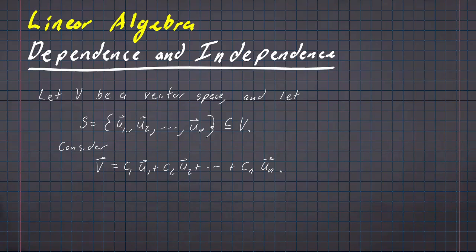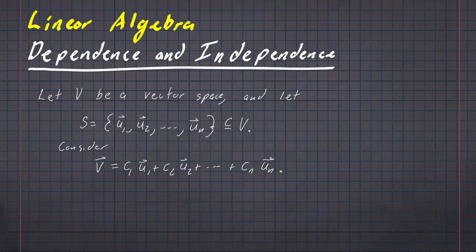All right, so we need a vector space. Let's call capital V our vector space. We need a subset of this vector space. We'll call it set S, and it's going to have n vectors in it that we'll name u1 through un.